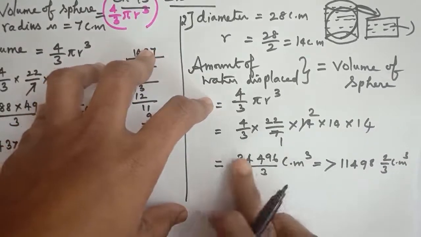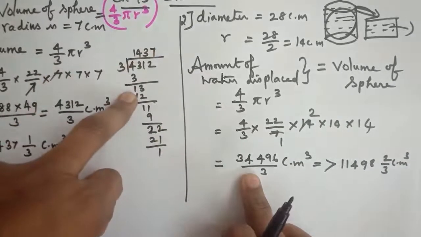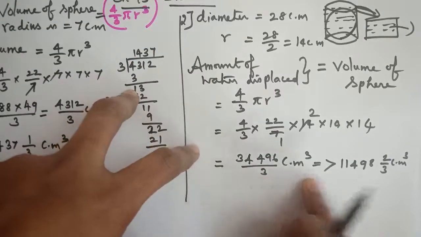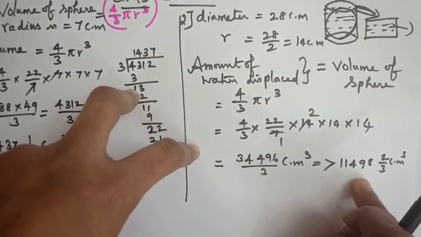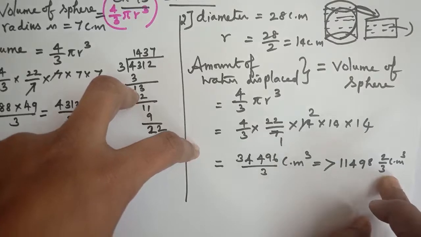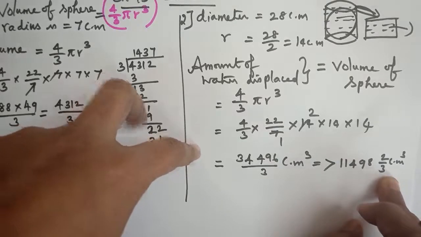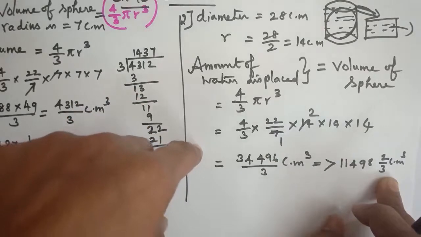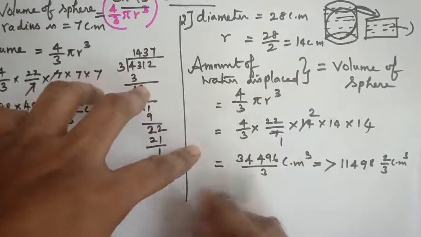Is it clear? You just divide it, like the first question. Just divide it. At last you have 11,498 2 by 3 centimeter cube. Is it clear, students? Good. Then second subdivision you have to do by yourself. Is it clear? Then third question.